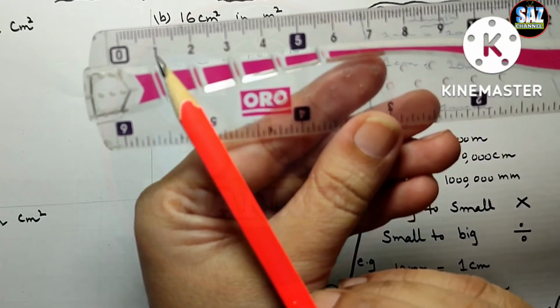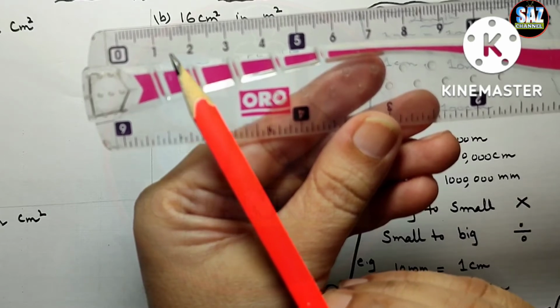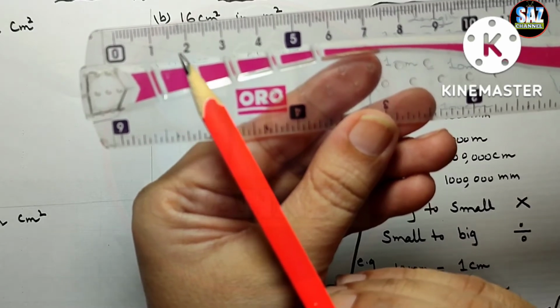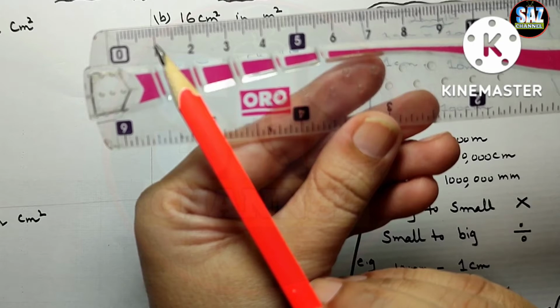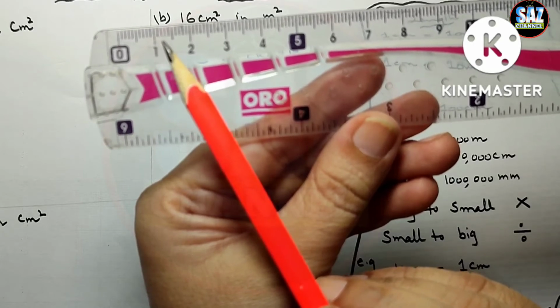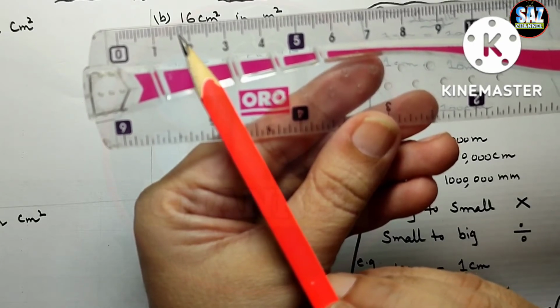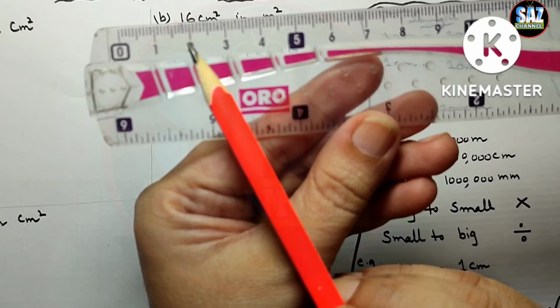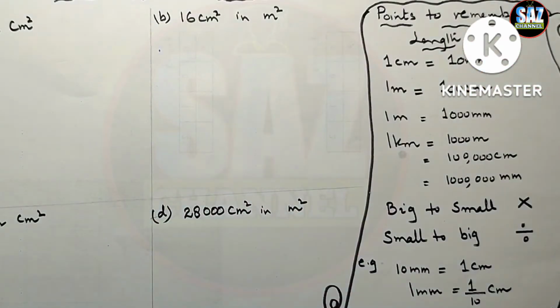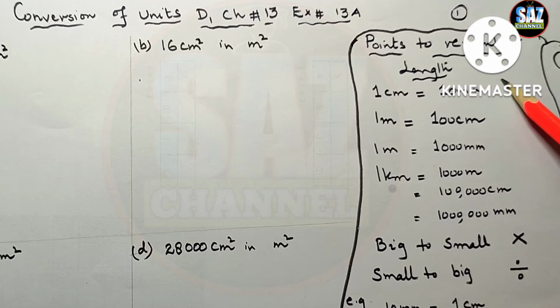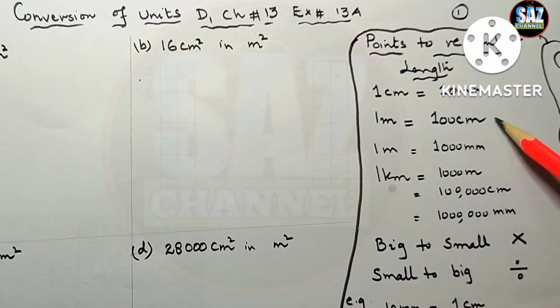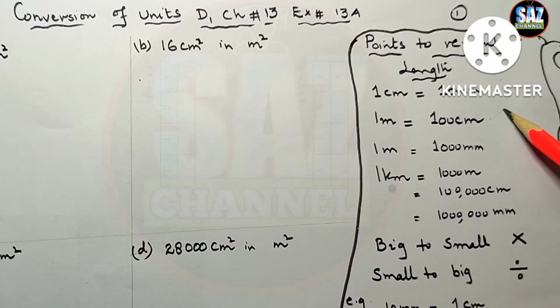Again, you can check by counting the lines between 1 and 2. This is again a 1 centimeter gap, and how many small lines are there? 1, 2, 3, 4 and 5, 6, 7, 8, 9 and 10. So 1 centimeter will be equal to 10 millimeters, and 1 meter equals 100 centimeters.